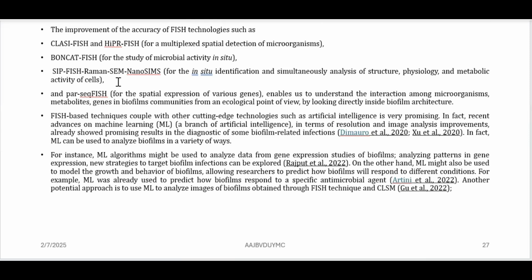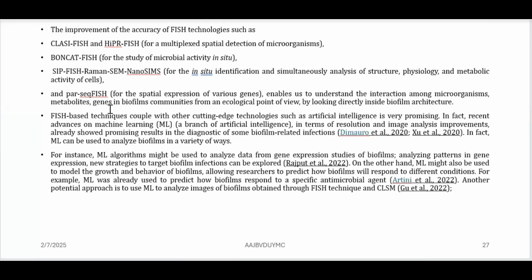So the basic is FISH, but you are putting it together in combination with spectroscopy and electron microscopy and so on and so forth, so that the entire analysis, in situ identification, and structure, physiology, metabolic activity of the cell, all that can be observed. Another is ParSeq-FISH. The seq word is telling you it is about sequence. So expression of various genes, sequence, that is what is done with this particular technique.